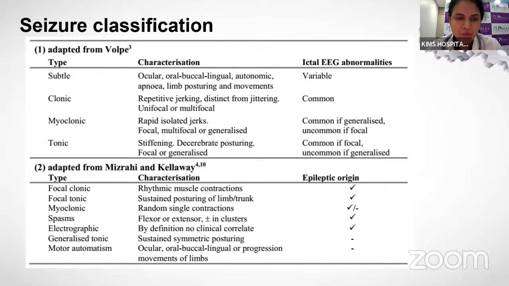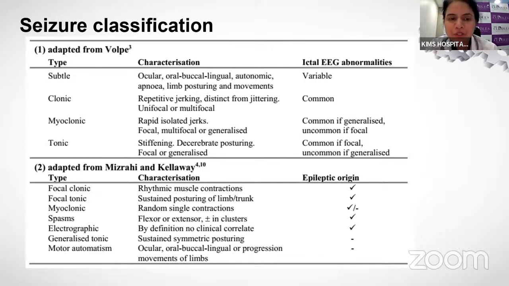Jitteriness, unlike clonic jerks, would be equal in amplitude in both directions, whereas in clonic seizures we typically see asymmetry in the amplitude. So there is a fast and a slow component, and the velocity at which the movements happen also tends to be slower with clonic seizures. This could be unifocal, involving just one limb, like clonic jerks involving the left upper limb, or it could be multifocal. So there could be synchronous movements involving more than one limb, for example involvement of the left upper limb and right lower limb, or vice versa.